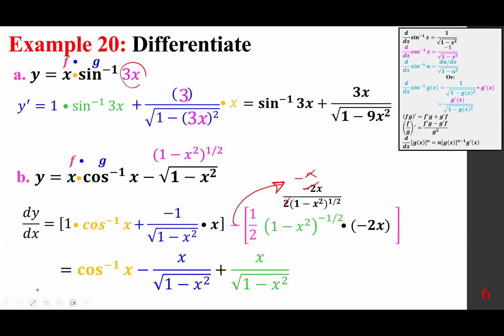These two cancel each other, and the final answer is simply cosine inverse. So that's pretty straightforward. I hope everybody's okay with that. So the y dx is simply cosine inverse of x. All right.